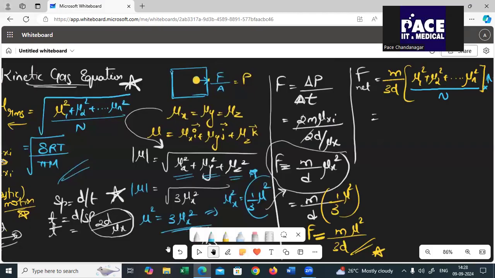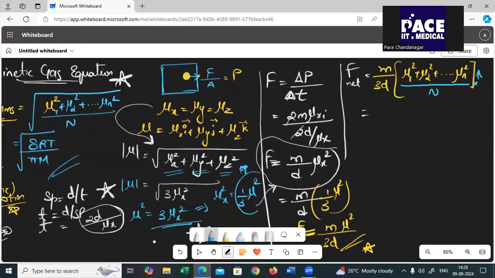One second, I'm just pushing my scale. Yes, multiply and divide with n. What is this part? All this part is nothing but your u square RMS, right? So this is m by 3d. All this part here is my u square RMS times n. So n stands for the number of molecules. Here I'm just putting it up. So this is my force, this is what we got.